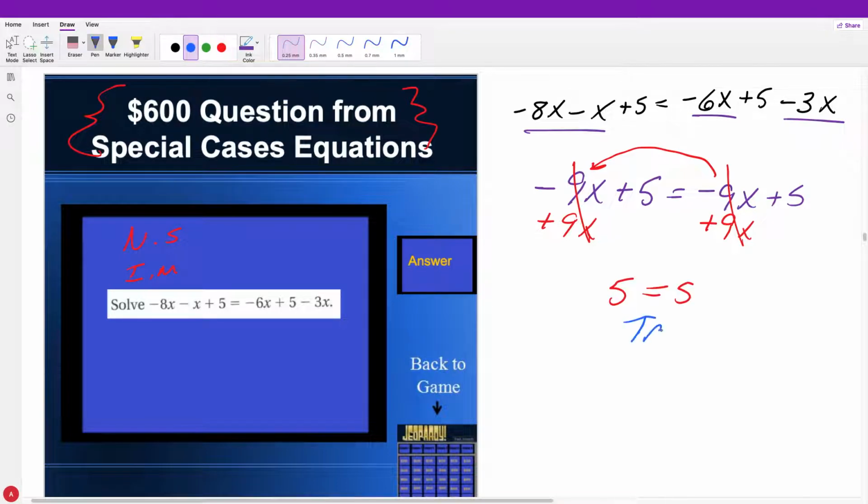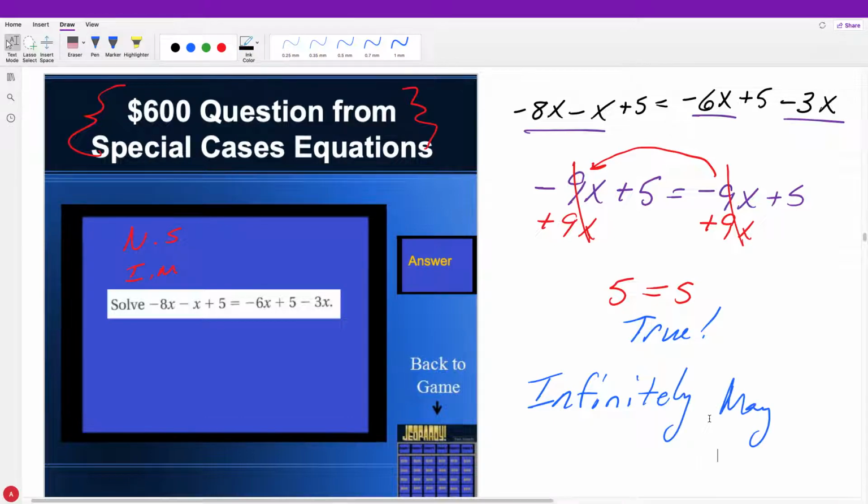And this is a true statement. And when we have a true statement, that means that anything we plug in will work. So our answer is infinitely many. So it's all real numbers and infinitely many solutions.